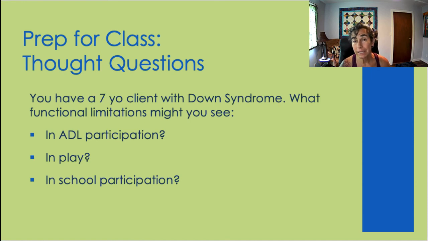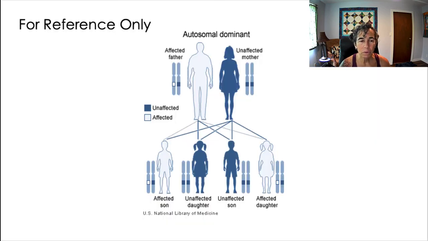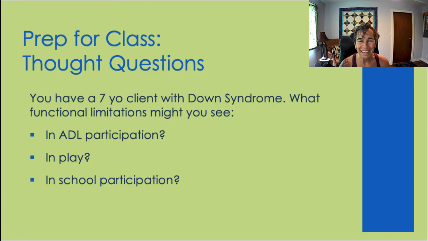Here we have our second prep for class thought question. Skipping ahead. You are treating a 7-year-old client with Down syndrome, and the question is, given what you know about Down syndrome, the signs and symptoms, what functional limitations might you see in the following areas? ADL participation, play, and school participation.